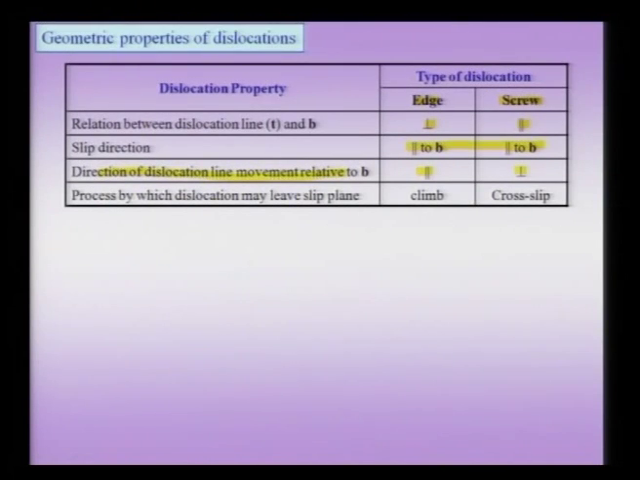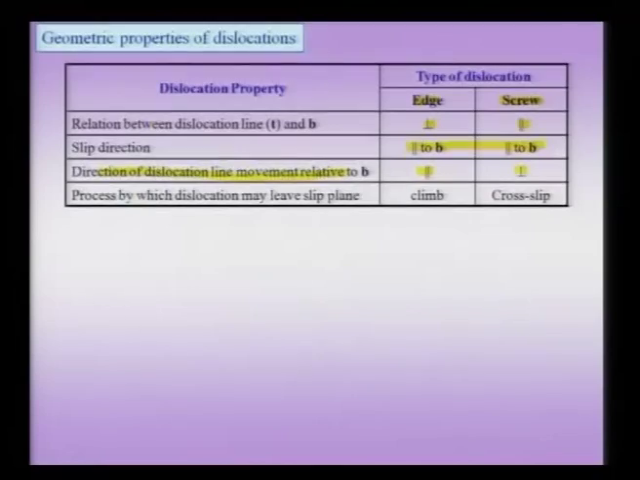The slip step will always be, finally when the dislocation leaves the crystal, parallel to B, and a step will be created which will have a magnitude B. So, this has to be absolutely clear. Additionally, we will note later that a dislocation, of course, we have defined a slip plane, can leave the slip plane, and it can do so for an edge dislocation by a process known as climb, and for a screw dislocation by a process known as cross slip. So, these important geometric properties of dislocations have to be kept in mind at all times, and this is what will determine their role in plasticity.